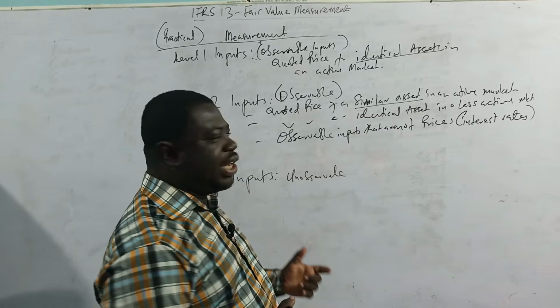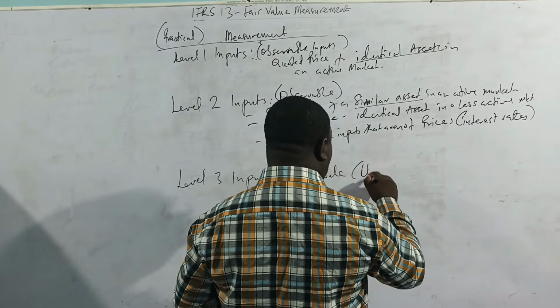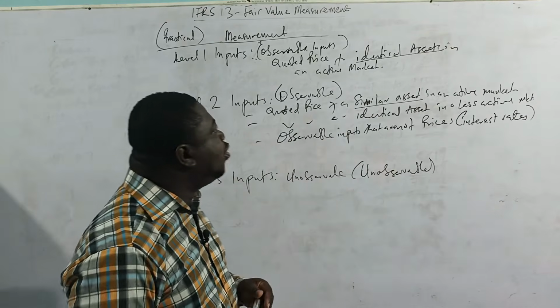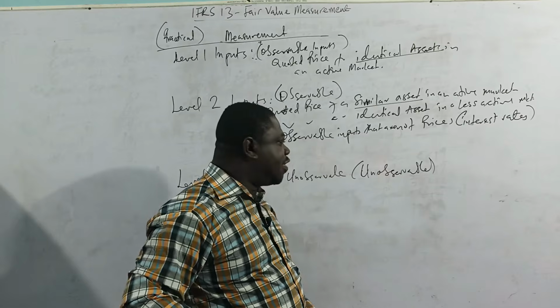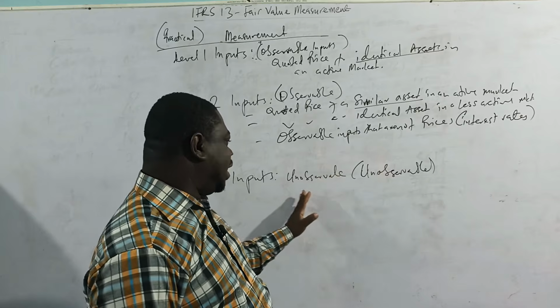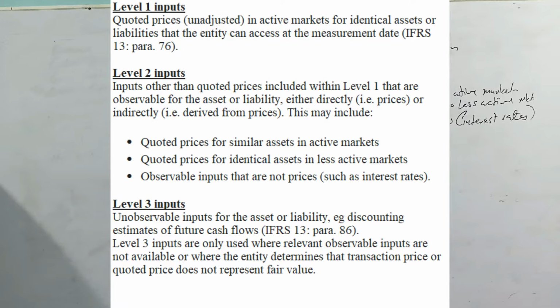Now let's come to level 3 input, which is the final one. Here, the key word is that it is unobservable. We have said that the general rule is that we should focus more on the observable ones and pay less attention to the unobservable, except where the observable ones are not available. So let's read. Unobservable input for the asset or liability. Example, discounting estimates of future cash flows.